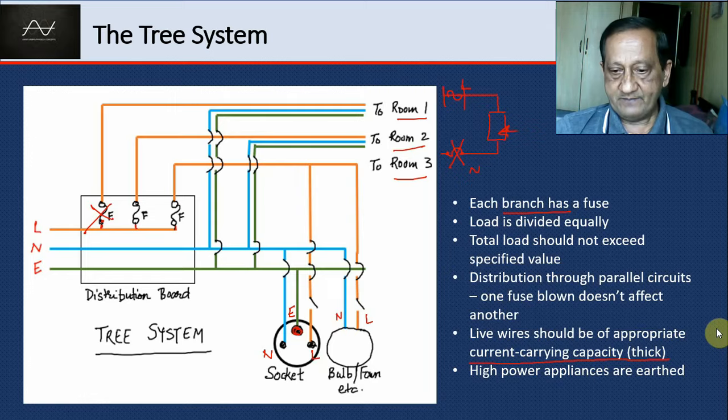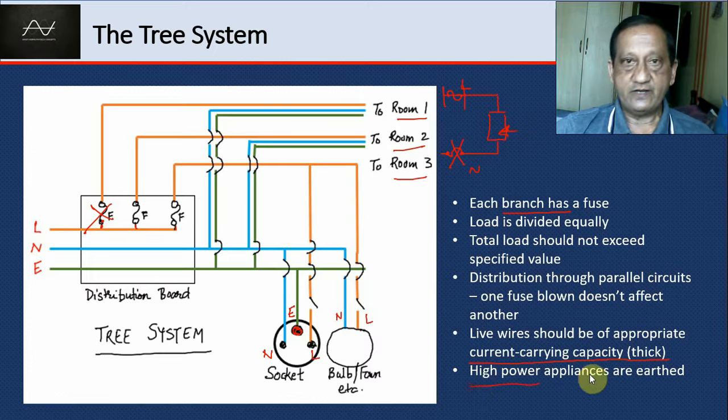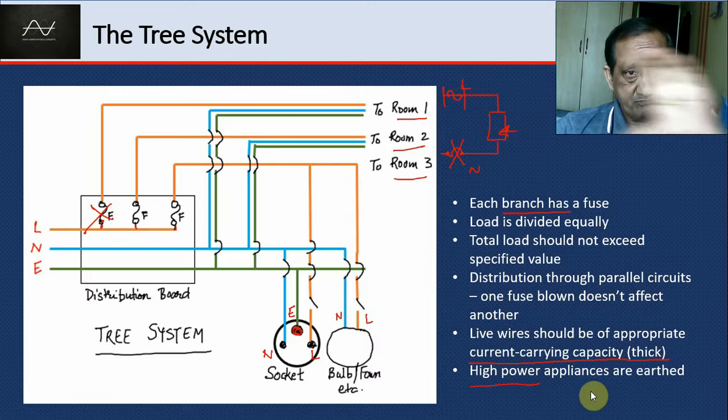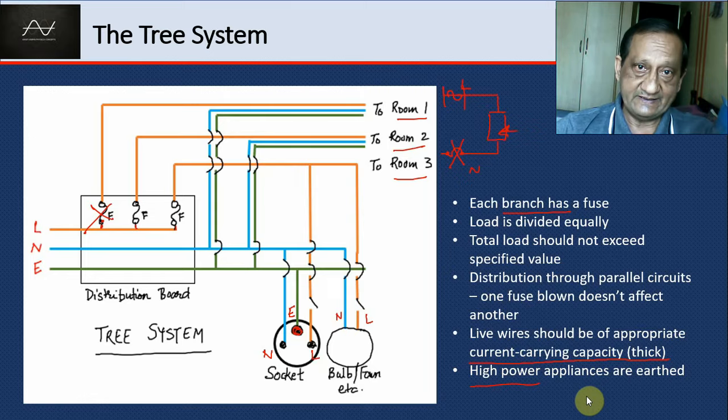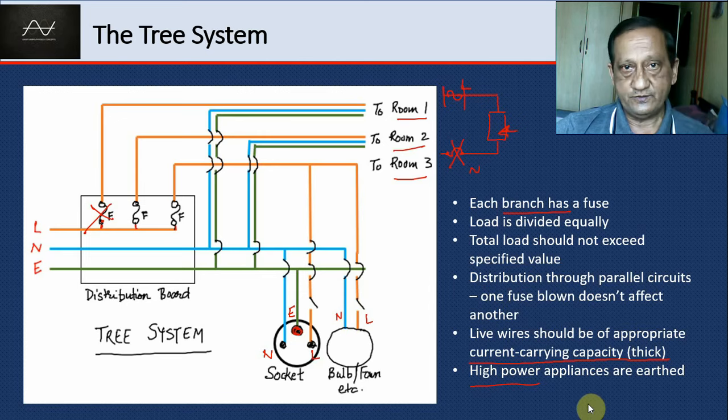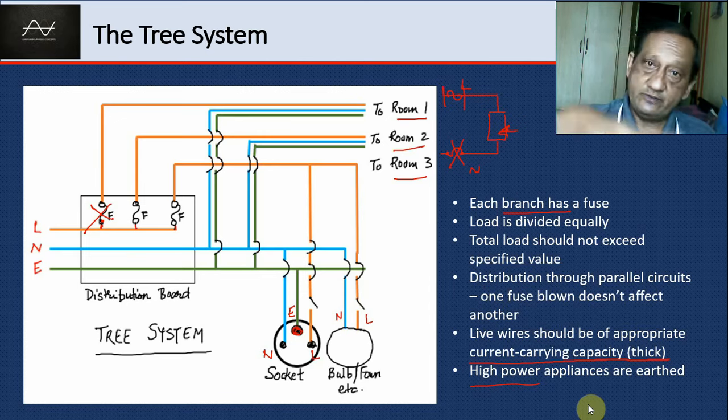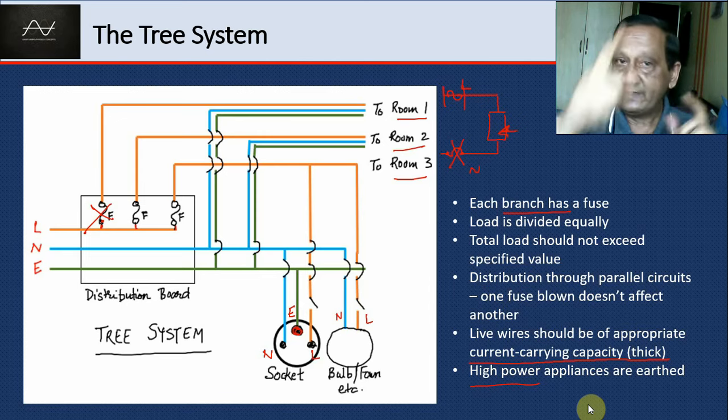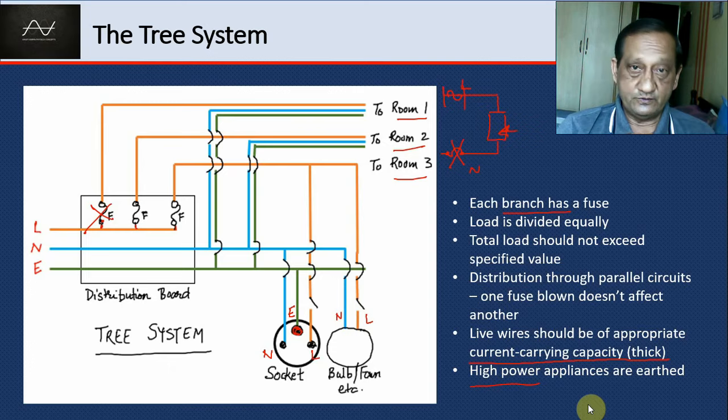And high power appliances are earthed, like microwave oven or air conditioner. Earth means the metallic body of those appliances are connected directly to the earth, so that the body is at 0 volts. Otherwise, if there's a short circuit or something inside and you happen to touch the body, then you will get a shock because the current will go through your body, and that can be very dangerous. Okay.